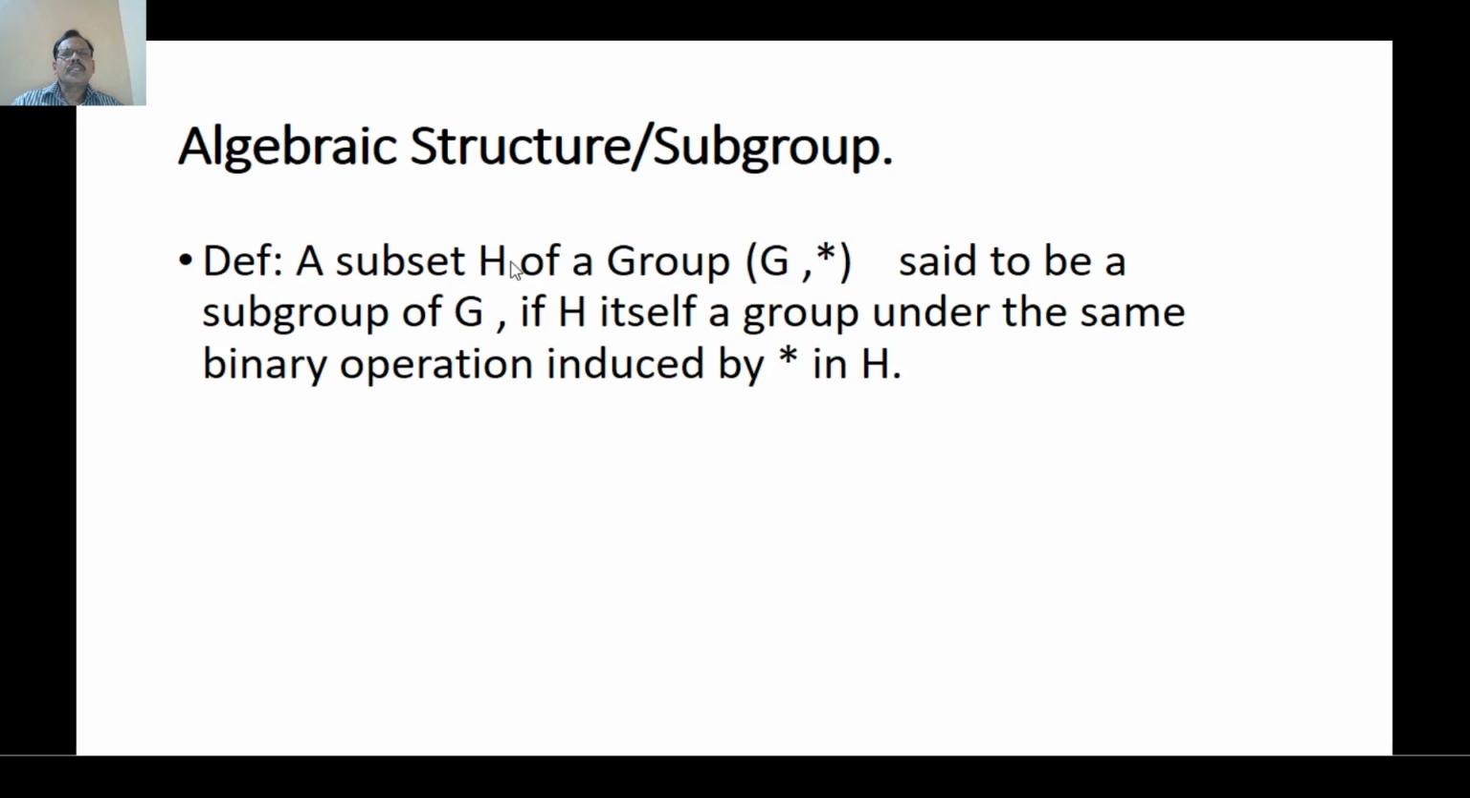Definition: a subset H of a group G is said to be a subgroup of G if H itself is a group under the same binary operation defined in G. A subset H of a group G is said to be a subgroup of G if H itself is a group under the same binary operation defined in G.